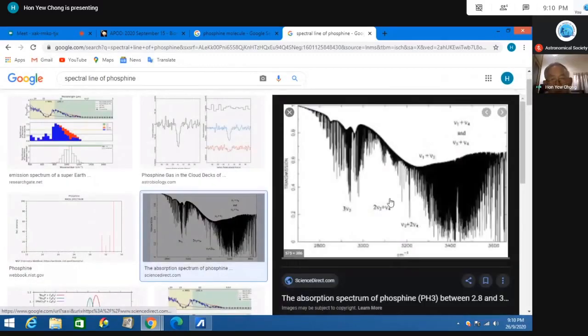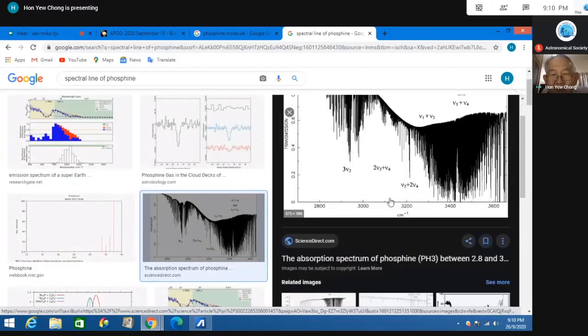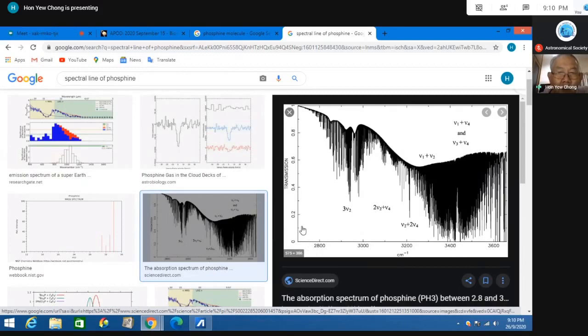Look at the right here. Whoa, so much. I repeat, the vertical axis is how much is the absorption. Remember, the spectral line of phosphine is an absorption line, because the molecules absorb the light from the surface of Venus, and as it passes through the clouds of Venus, they absorb. So basically, you see many lines.